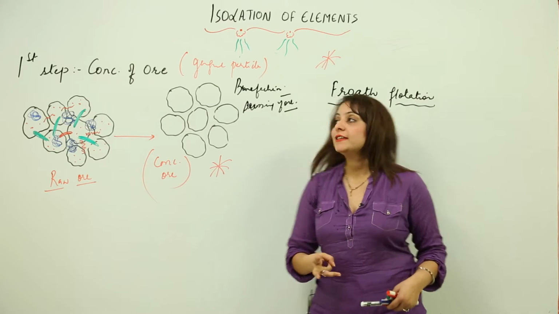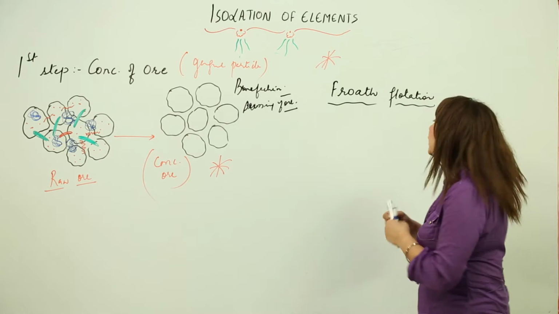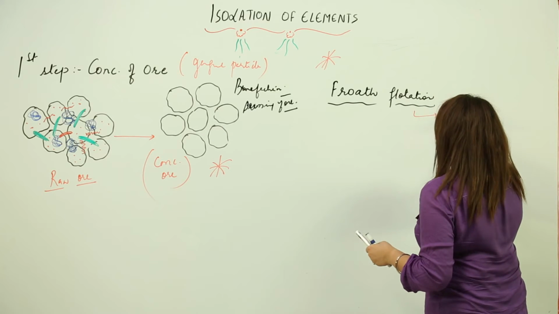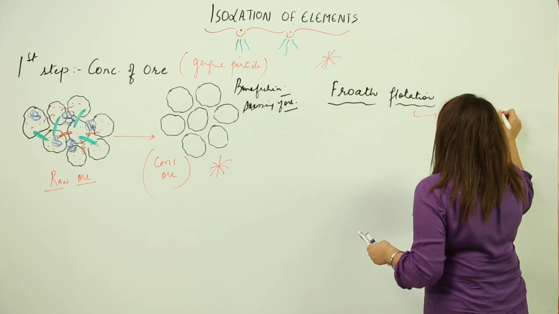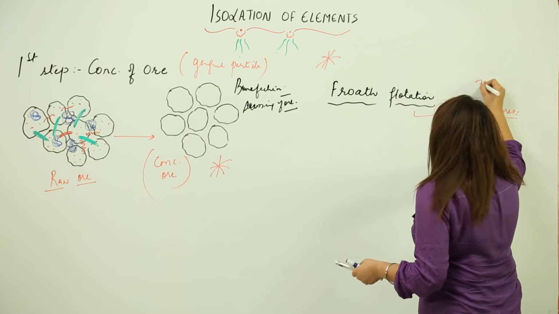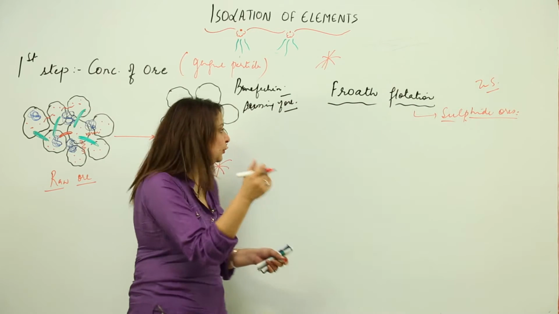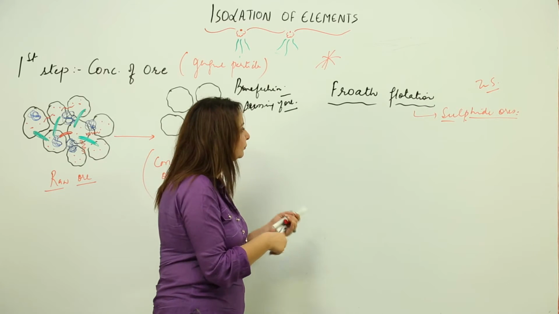So the third method is now the froth flotation, right? And you should know that this method is particularly used for sulfide ore. It is particularly used for the sulfide ores, like we did zinc blende and all, right? Now what actually apparatus do we use in froth flotation is that I am just going to draw to show you.